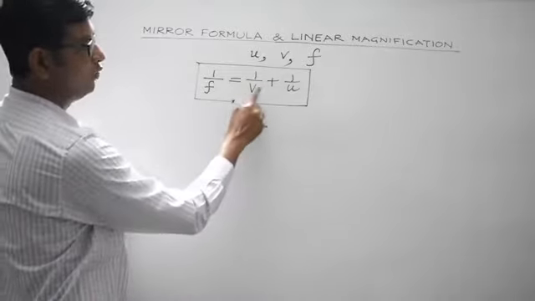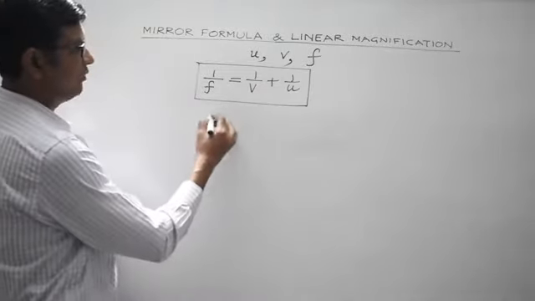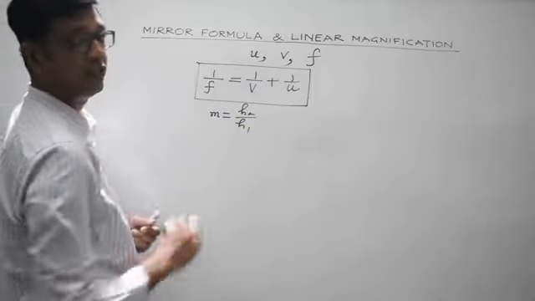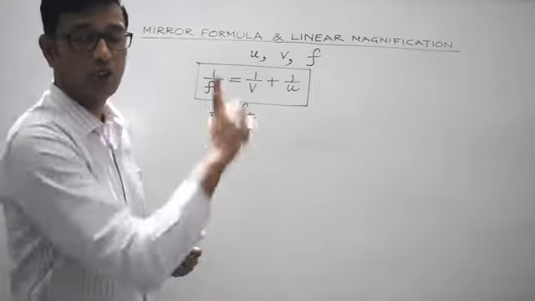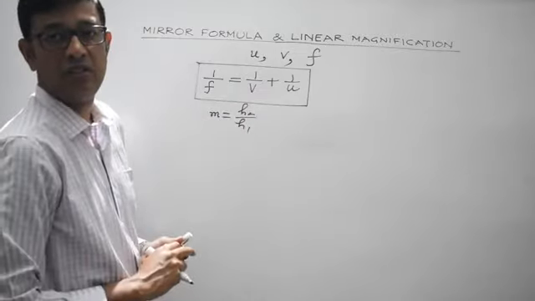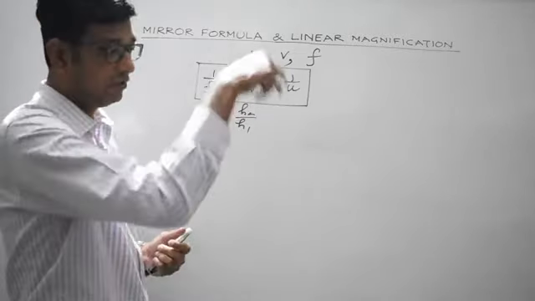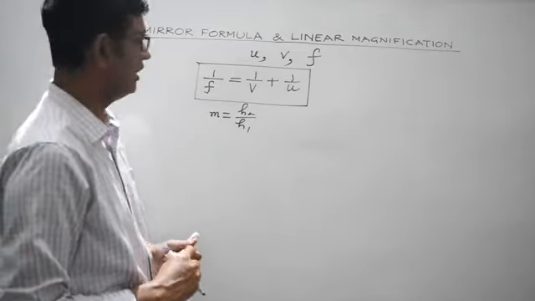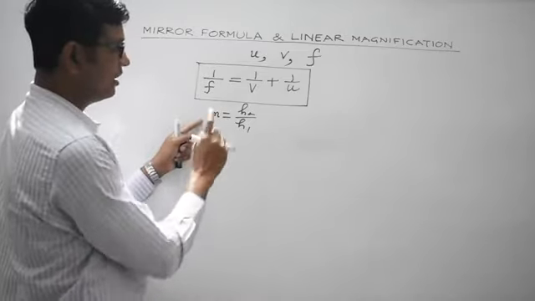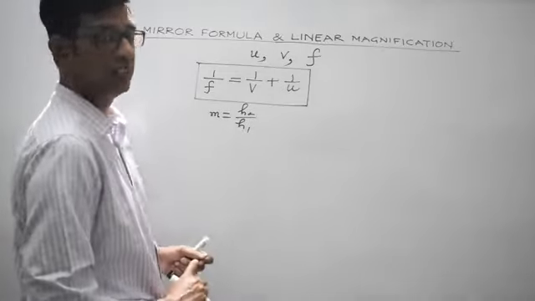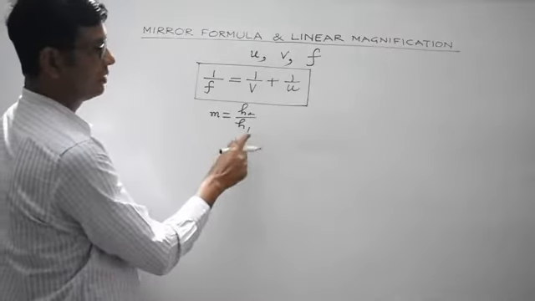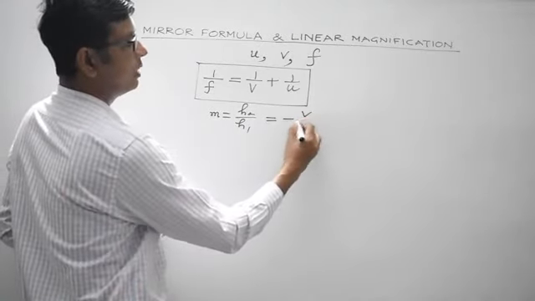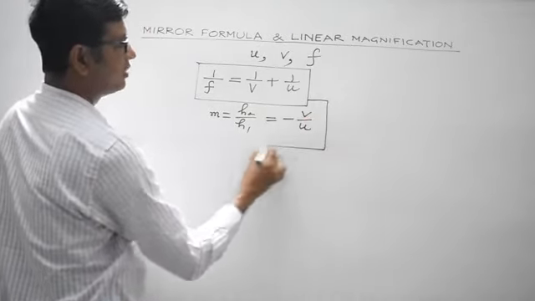It connects u, v and f. Linear magnification, which we have just discussed, is equal to h2 by h1. Here also the sign convention is to be used. For an erect object and erect image, it is to be taken as positive. For an inverted image, the size of the image is to be taken as negative. m is positive for an erect image, m is negative for an inverted image. So this is in terms of the size. In terms of the image and object distance, it is given by minus v by u. This we will also mathematically prove in a later section.